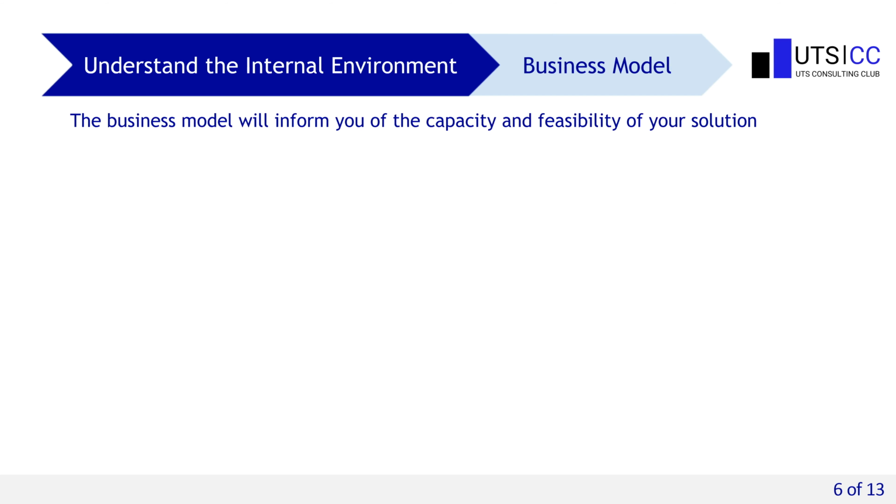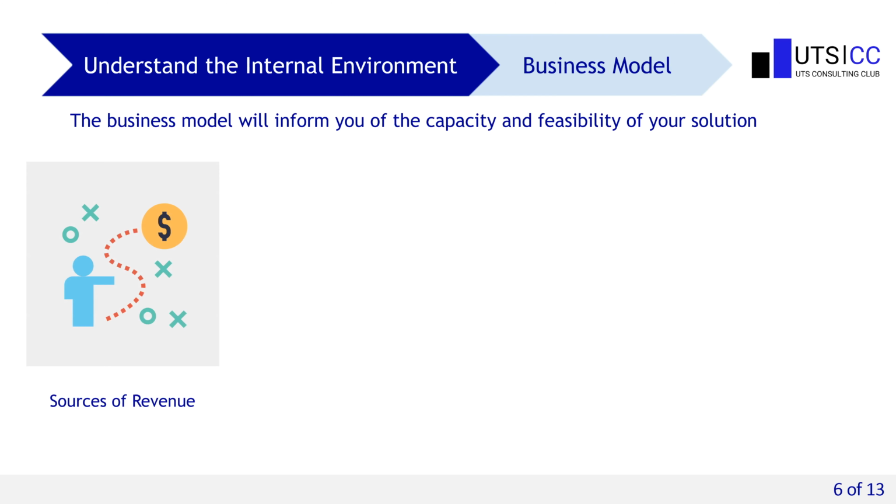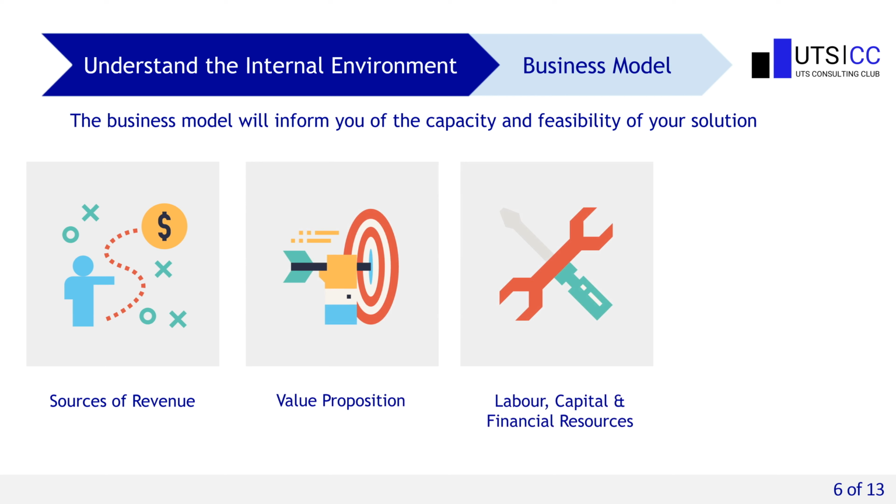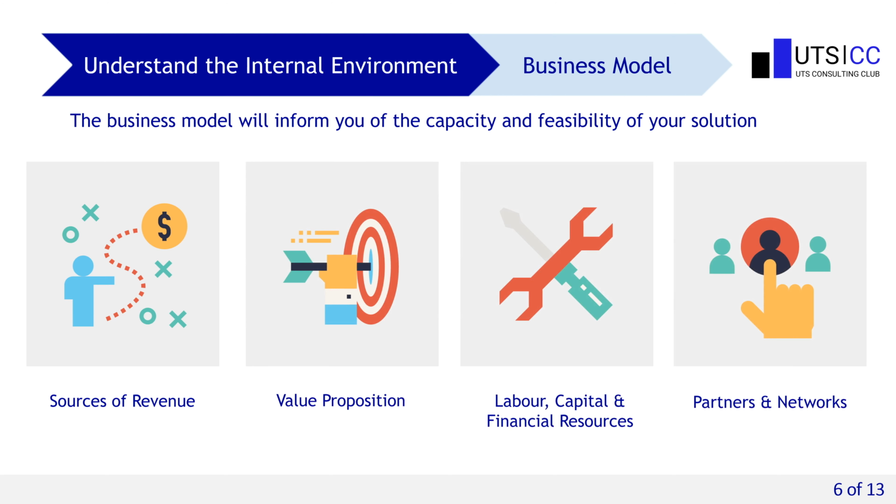The business model. To be informed about the feasibility and implementation of your solution, it's helpful to have a basic understanding of the business model of the organization or the people at the center of the case. Things to consider here include the sources of revenue to the organization. For example, how is revenue coming into the organization? Are partnerships, advertising or grants other revenue streams? It's worth having a look at their value proposition, labor capital and financial resources, and any partners and networks that can be utilized. Knowing these will inform you in coming up with a solution that is realistically feasible and within the capacity of the client.